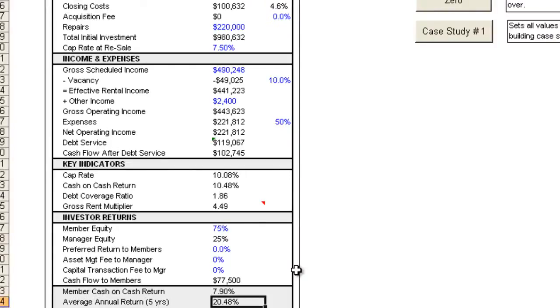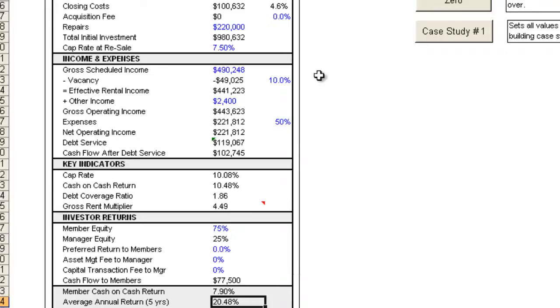So I can see that based on that income in year one, I'm going to have an 8% cash on cash return. And over the life of the investment, they're going to have a 20 plus return here. Okay, so that's a pretty good return. It might be a little higher than it needs to be possibly.